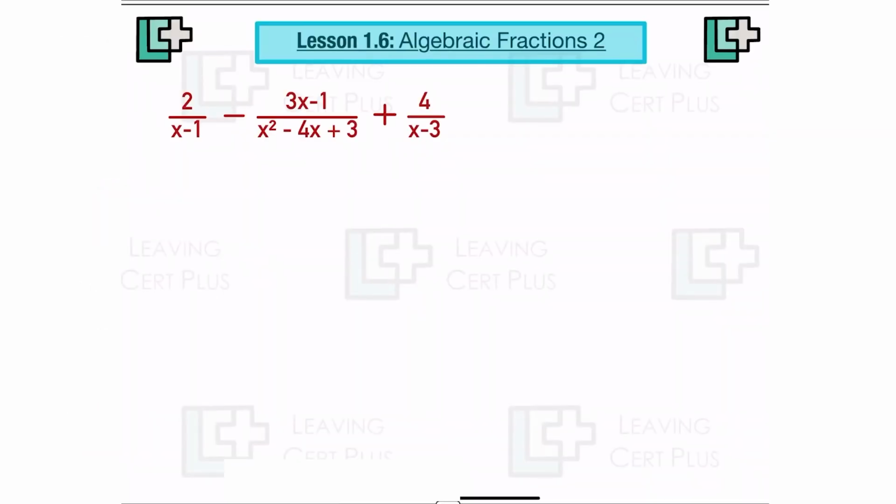This is lesson 1.6, our second lesson looking at algebraic fractions. One of the key take-homes from our first lesson looking at algebraic fractions was that if we have addition or subtraction, we need a common denominator.